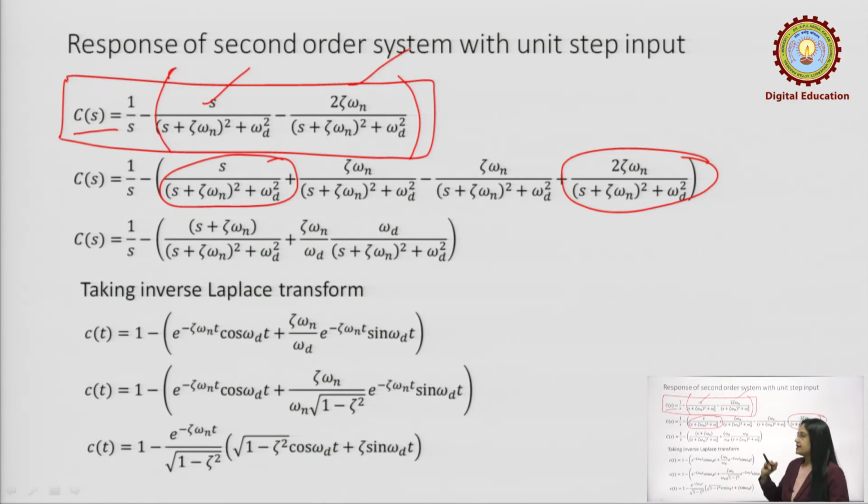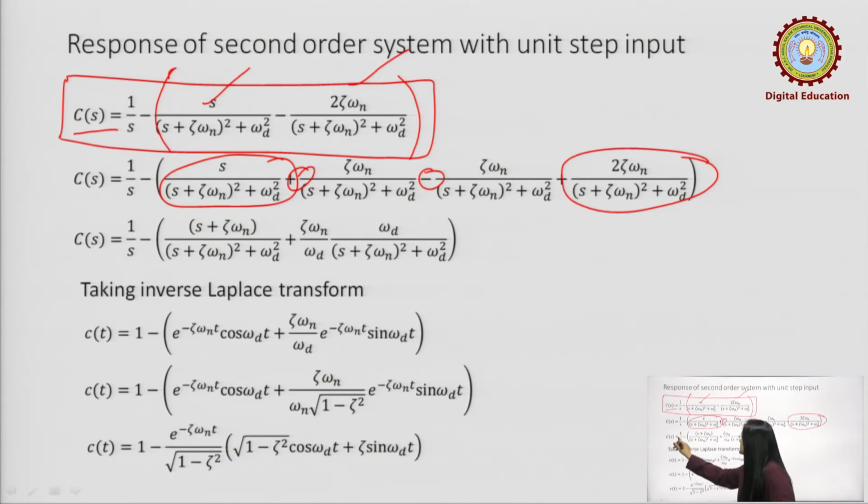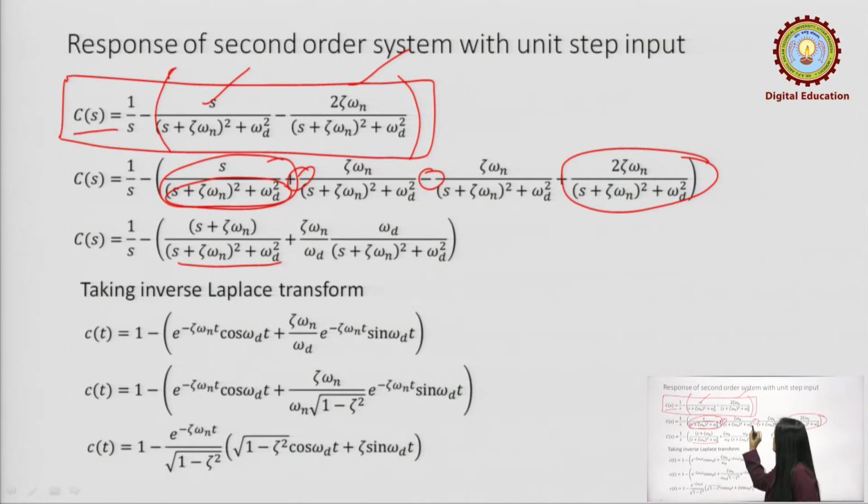We are now adding a quantity, that is zeta omega n, s plus zeta omega n whole square plus omega d square. We are adding and subtracting this term again for a simple manipulation, so that we can get it in the form as desired to apply the inverse Laplace transform. So, we can see here C of s is equal to 1 by s. What happens now? This s plus zeta omega n comes into the numerator and the denominator part is this.